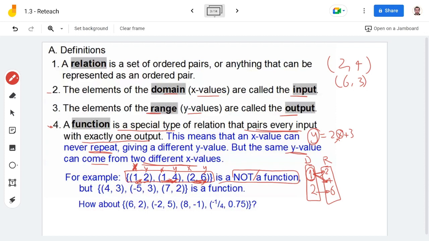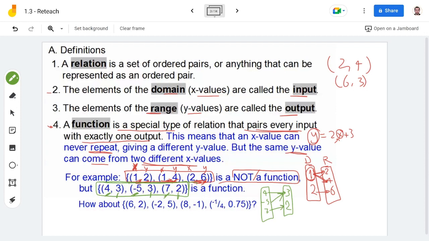But on the other side, let's have a look at the second example, this one here. Let's write the domain for it. The domain is 4, negative 5, and 7. And the range is 3, 3, 2. So 3 is repeated twice.